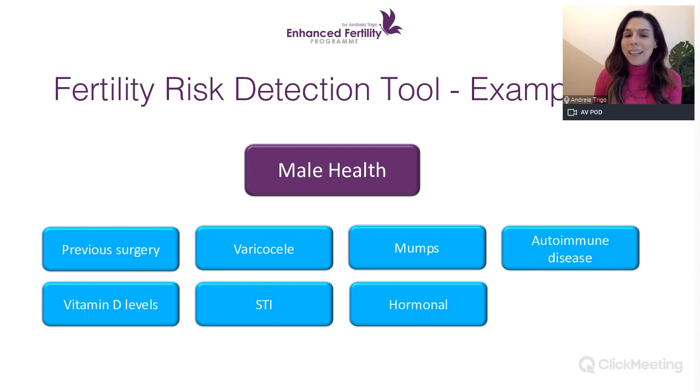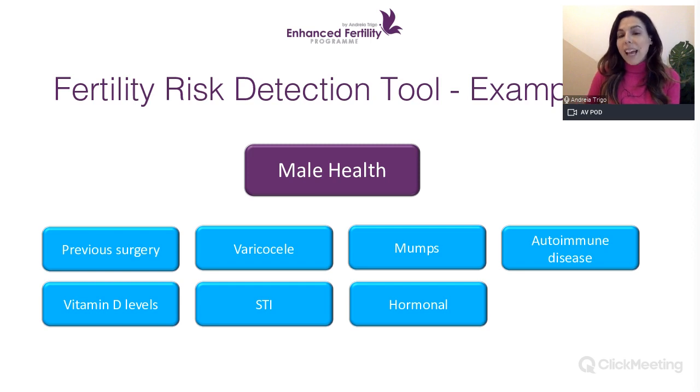We would like to know if men have had mumps. Mumps is a viral infection that was quite common before the MMR vaccine was introduced. It looks like an inflammation here in the parathyroid glands. Men might not remember if they have had that infection or not, but they can ask their parents. This is quite important because it can affect fertility.